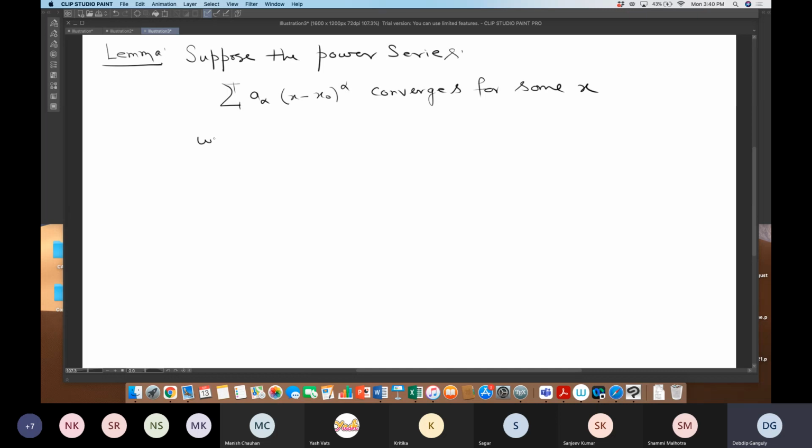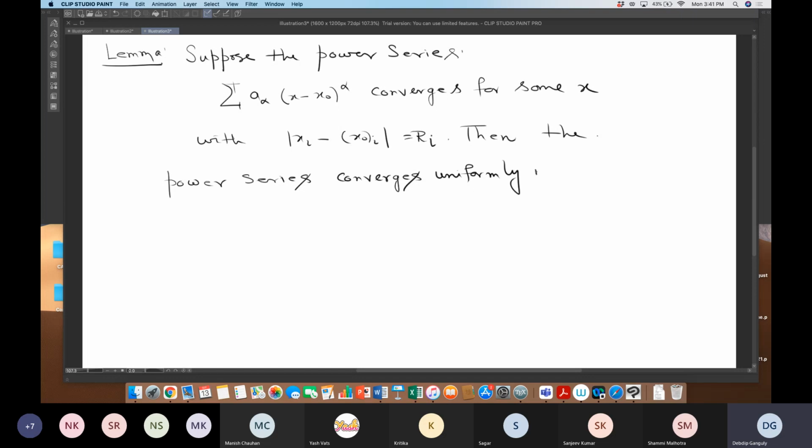X with xi minus x naught belongs to R. Okay, then the power series converges uniformly in this set.